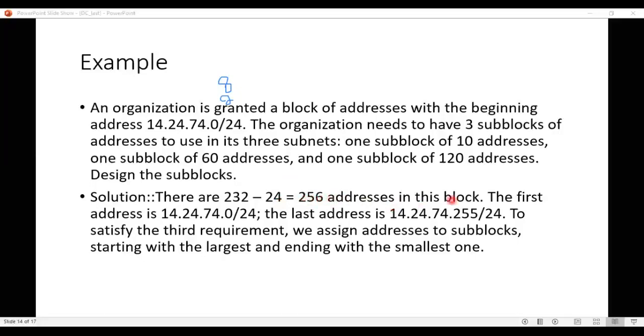Okay. In this block, the first address is 0.0. The last address, how to find the last address? The last 8 bits, make them 1. So how much will you get? It is 255. The last address is 255.